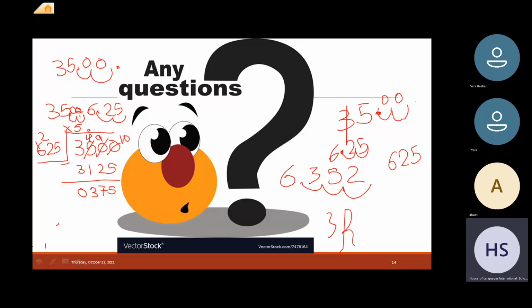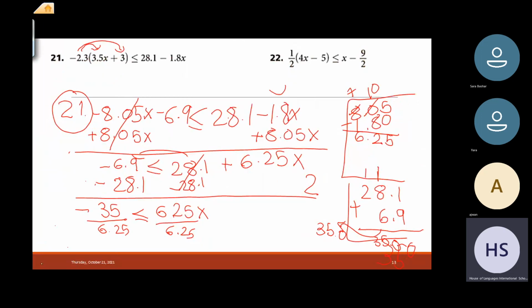Adding a decimal point, adding 0. It was 6. I think it will be 6. 6 times 5 is 30. 6 times 2 is 12, plus 3 is 15. No, it will be 6. So here, after dividing 35 by 6.25, or 3,500 by 625, the answer is 5.6. I'm very sure. So x equals 5.6.